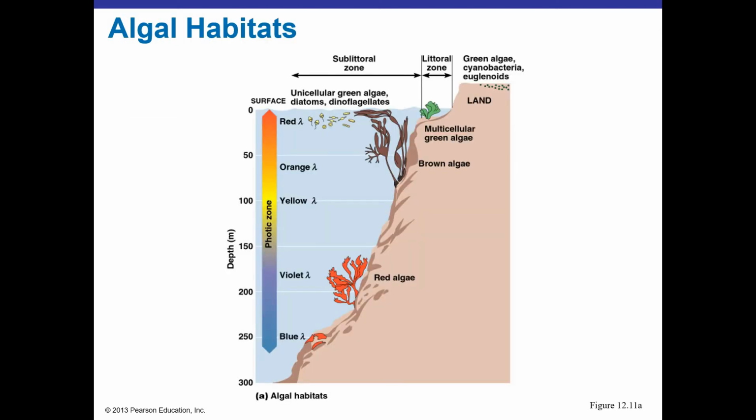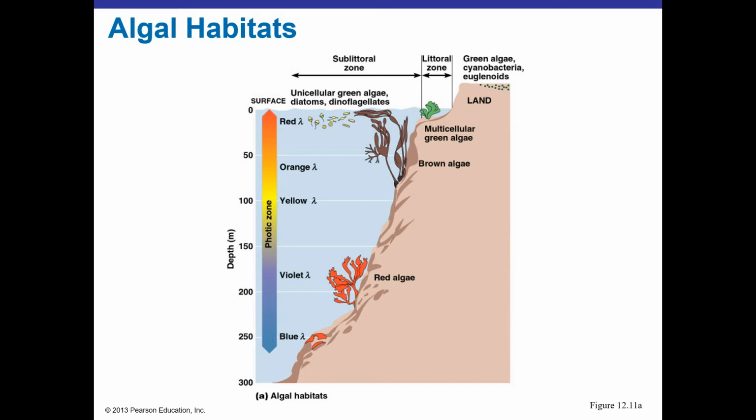When we look at the algal habitats, when we think about algae that are in lakes and ponds on land, we know that they are the green algae. Green algae, the cyanobacteria, and we also talk about the euglenoids. That is because they are going to be able to use the red wavelengths of light. So in the littoral zone, in the upper portion of the water, this is where the red light is able to penetrate, and hence these are going to be our green algae. We're also going to see some of the unicellular forms, diatoms and dinoflagellates that we'll talk about.